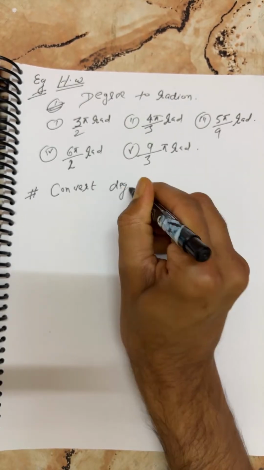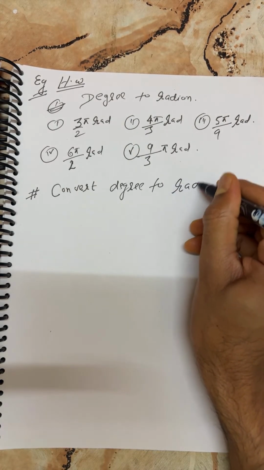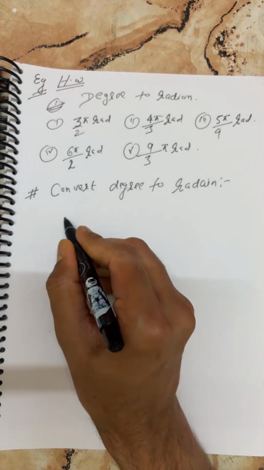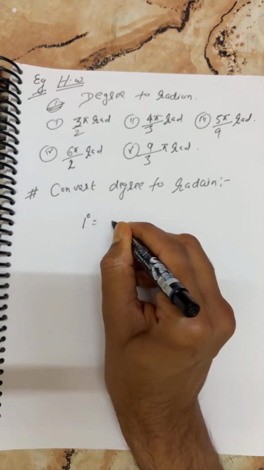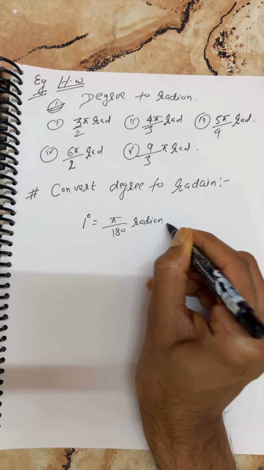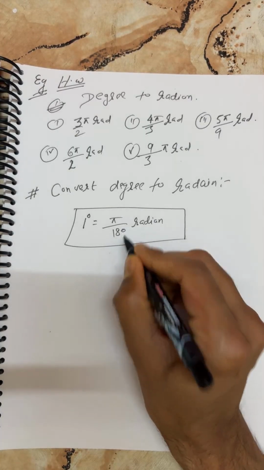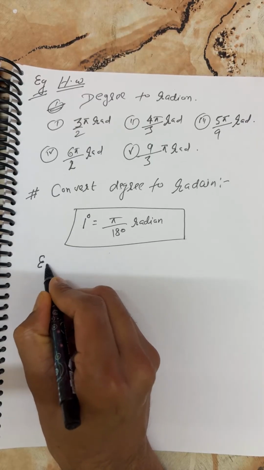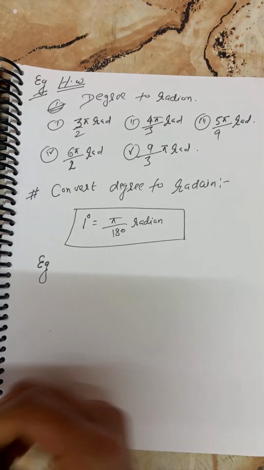Now, students, this is the next one: convert degree to radian. First, I'll give you the formula: 1 degree is equal to pi by 180 radian, right? Here I'm going to give you a few numericals so that you can understand easily, and revising the formula many times will help you remember it easily.